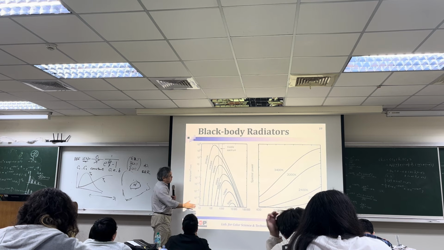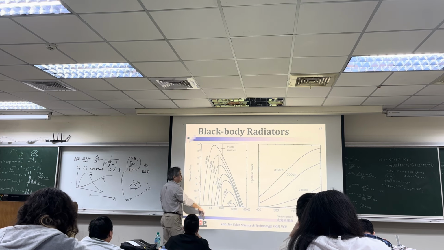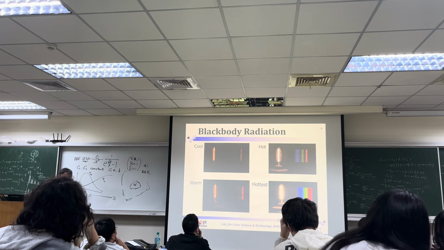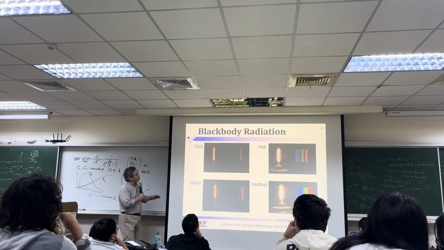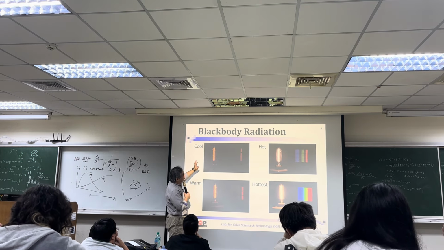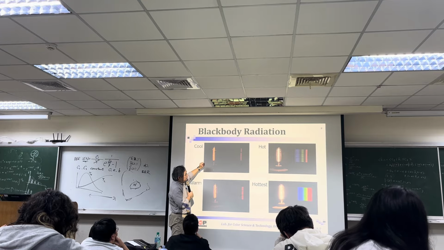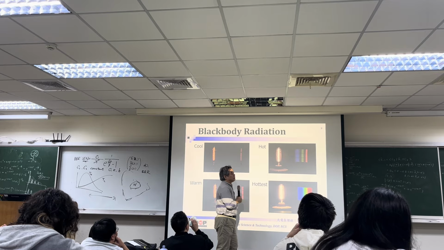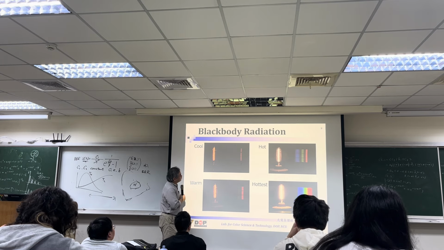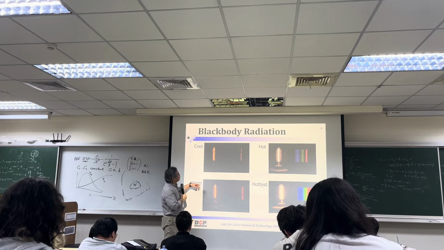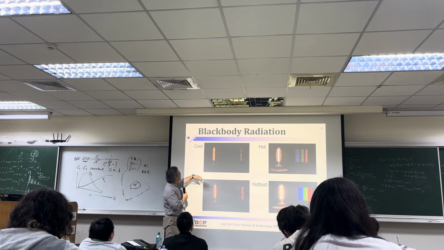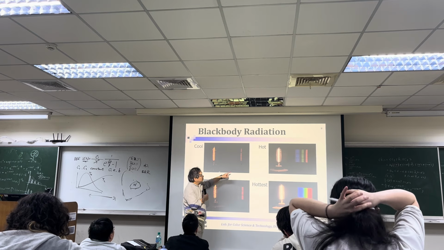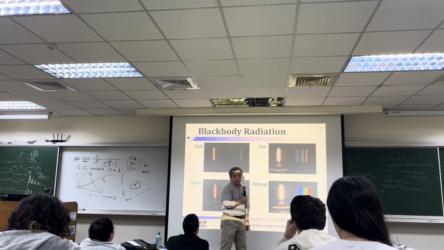So from this picture, you should understand why, in the previous example, the phenomena happen in this sequence. When the temperature of the iron bar or the filament of the lamp increases from low to high, you will see the color go from red, orange, yellow to white to blue. Okay.